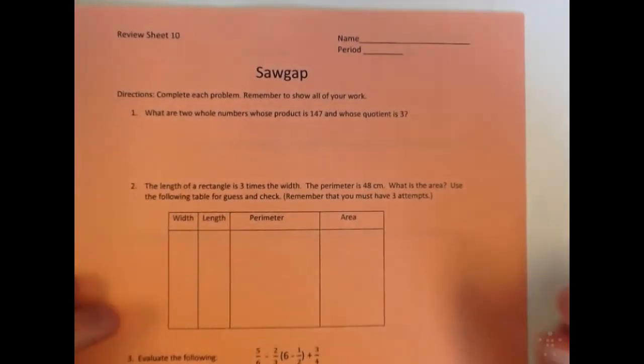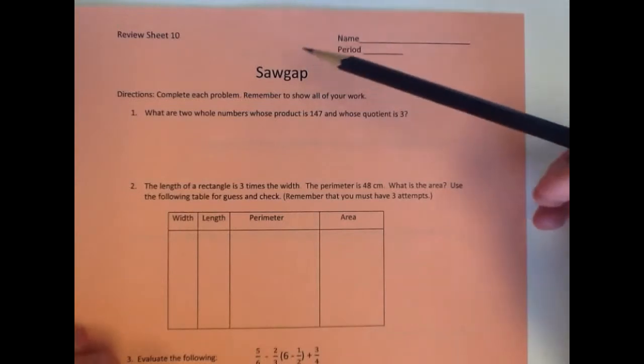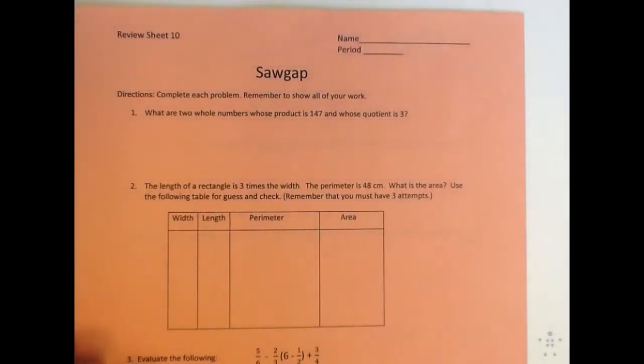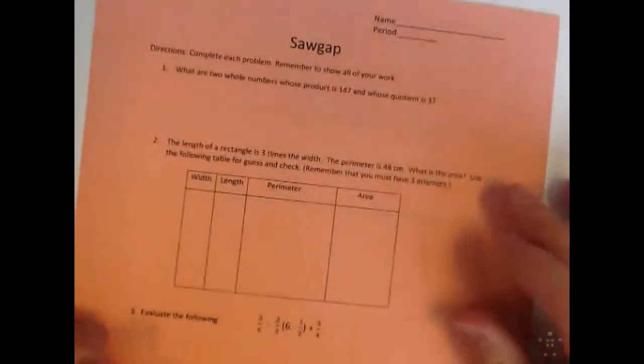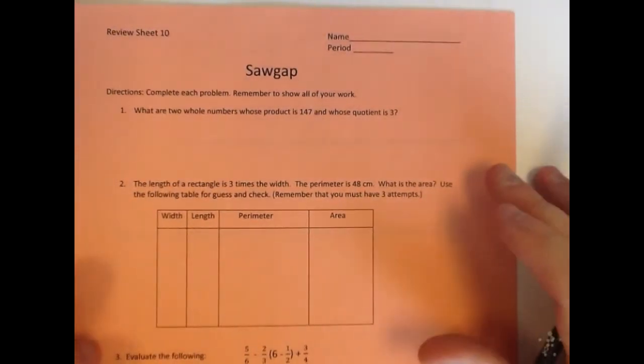All right, this is review sheet number 10. It's a little confusing because actually we got review sheet number 10 after we got review sheet number 11. So this is review sheet number 10. There are 10 questions on here. Some of them are a little tricky, and probably the trickiest question on this was number 1.